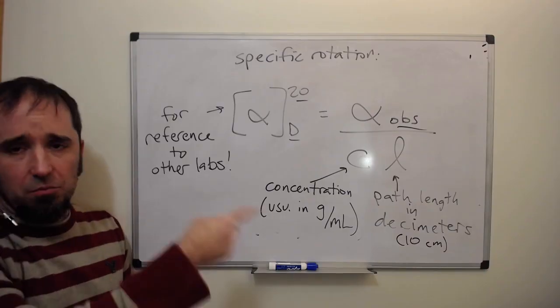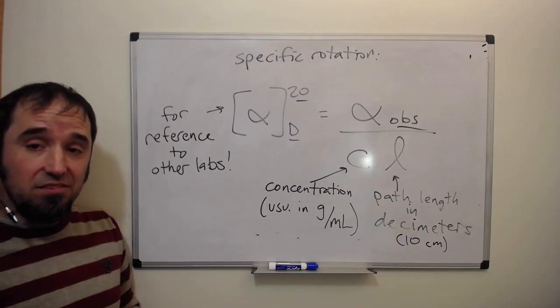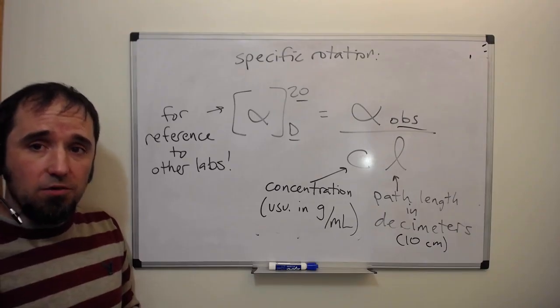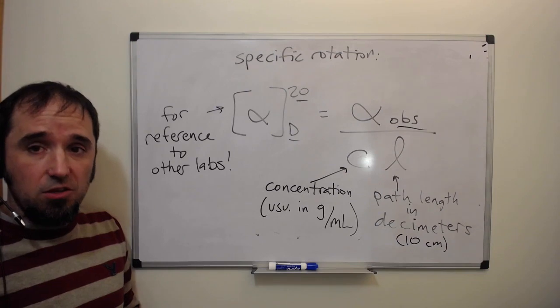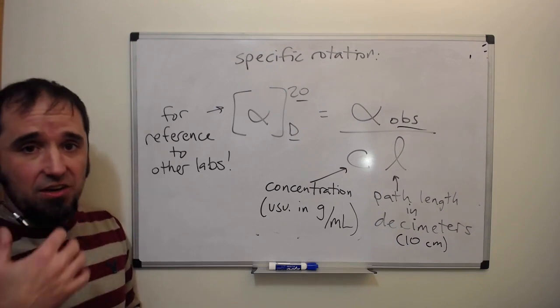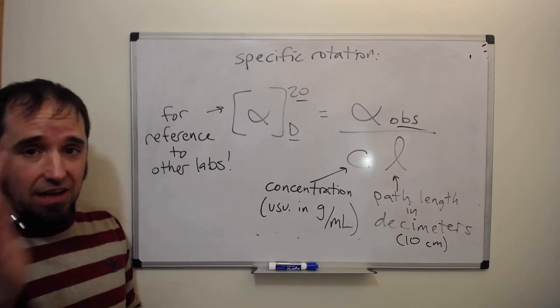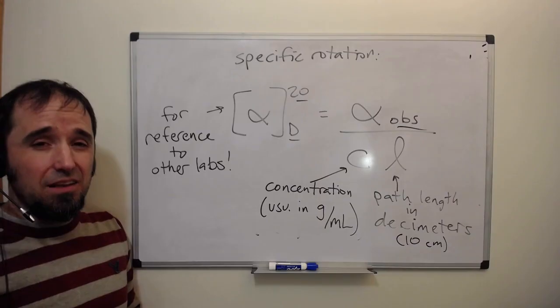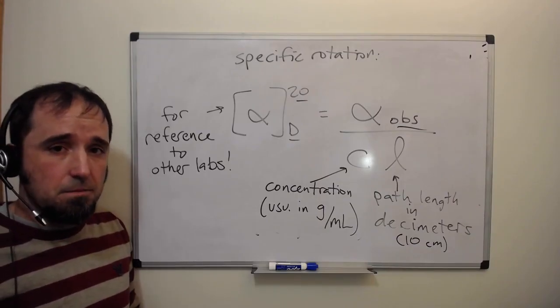And you'll be proving both of those in the lab this week. So this is great. This gives us a way to reference what we see to other labs, right? And this is a good purity check. If your sample is pure, it should have all of the rotation that it has in some other lab. And if it has less than that rotation, then you might have some S in your R, or you might have some R in your S, and so forth.